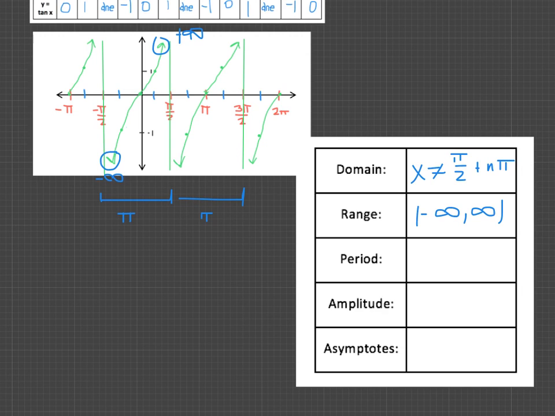The period is the length of that interval of values of x where we repeat the pattern. Well, the pattern is repeated every length of pi. So this has a period of pi. Amplitude does not apply here. And then asymptotes are those vertical lines where x is excluded from the domain. So x equals pi over 2 plus n pi.